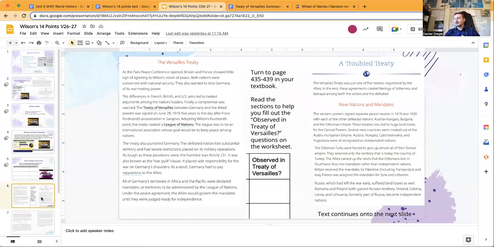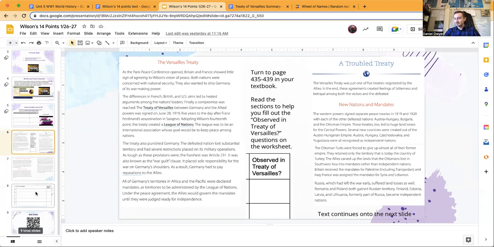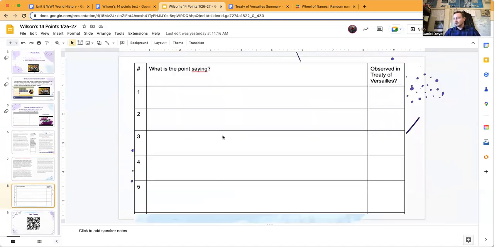And then lastly, it's kind of trying to bring it all together. So you'll be reading all these pages in the textbook. It goes on to the next one as well. And you are filling out whether Wilson's points do actually show up in the Treaty of Versailles. So he made all those 14 suggestions. How many of them actually make it into the actual document, right? So that should be filling it in right here.